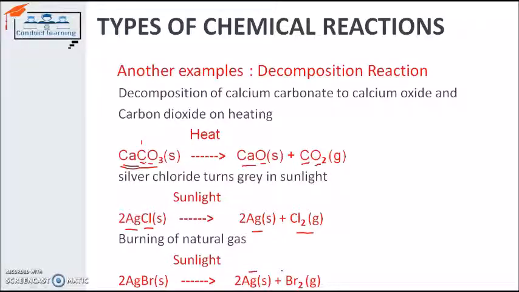So we have done two different kinds of reactions here. One is a combination reaction, where different substances combine on the product side of a chemical equation. Another is a decomposition reaction, where a single substance breaks down into two or more products. This is known as a decomposition reaction.